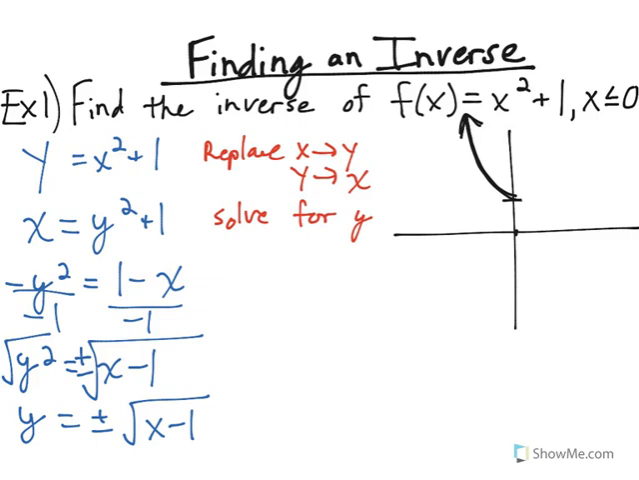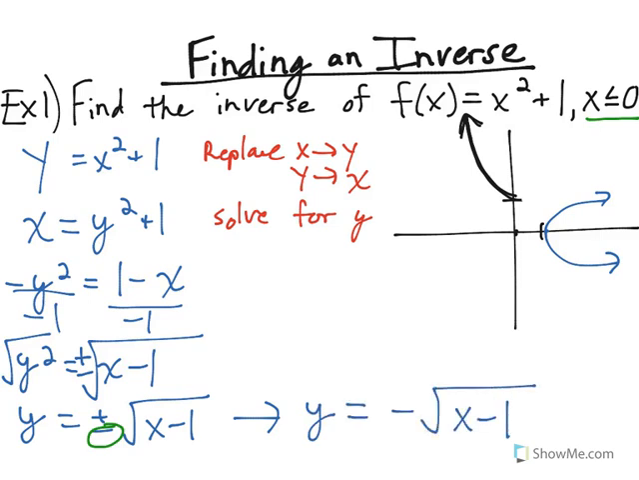Now, if I was to graph this, I would end up having a shift to the right. I would have this, and that would fail the vertical line test here, and it would not be a function. But because it says x has to be less than or equal to 0, we would take the negative here. So our final answer would be y equals negative square root of x minus 1.